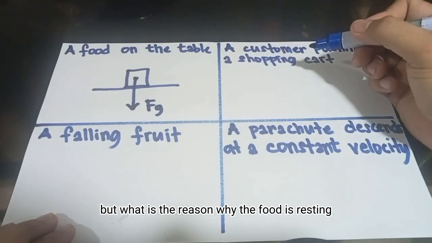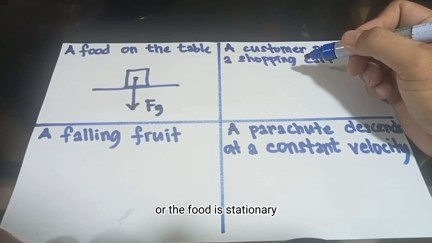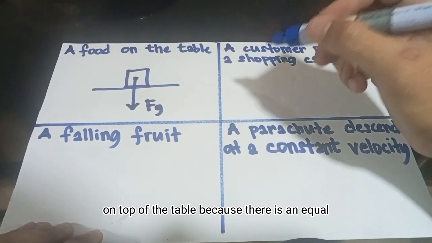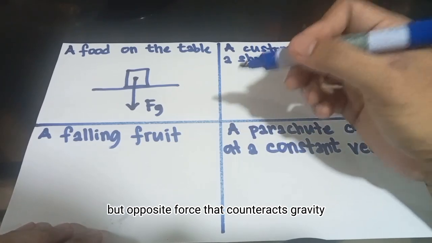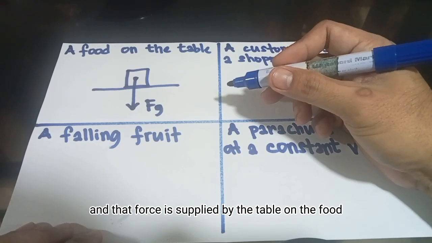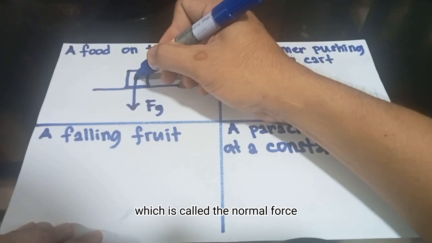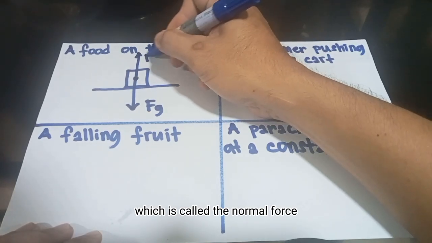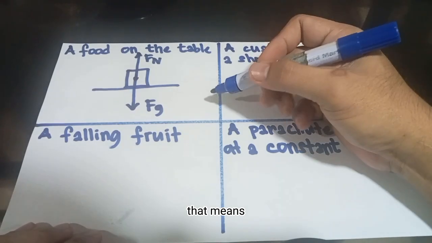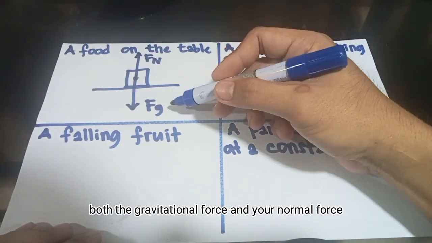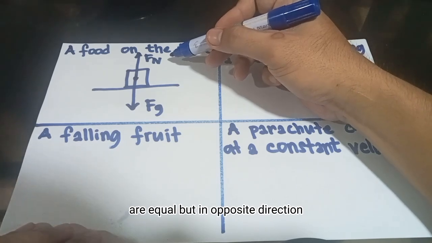But what is the reason why the food is resting, or stationary, on top of the table? Because there is an equal but opposite force that counteracts gravity. And that force is supplied by the table on the food, which is called the normal force. Now, for it to stay at rest, that means both the gravitational force and the normal force are equal but in opposite direction.